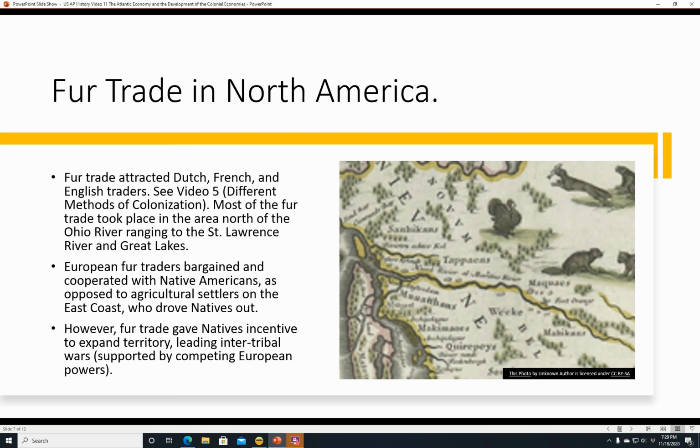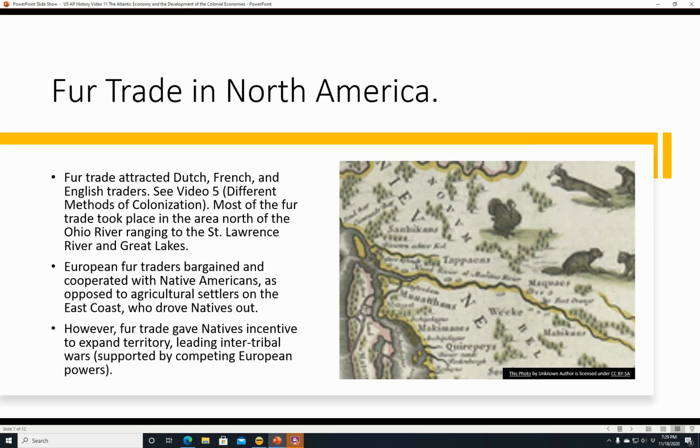And that's because there just weren't that many Dutch and French traders in these areas, and it just worked better. So, as you can see by watching video 5, the French and the Dutch often intermarried with Native Americans and participated in ceremonies and peaceful negotiations rather than just battle. However, the fur trade gave natives incentive to expand the territory, leading to intertribal wars. So even if there weren't as many armed conflicts with the Dutch and the French because of their methods, it was kind of balanced out because the natives fought against each other.